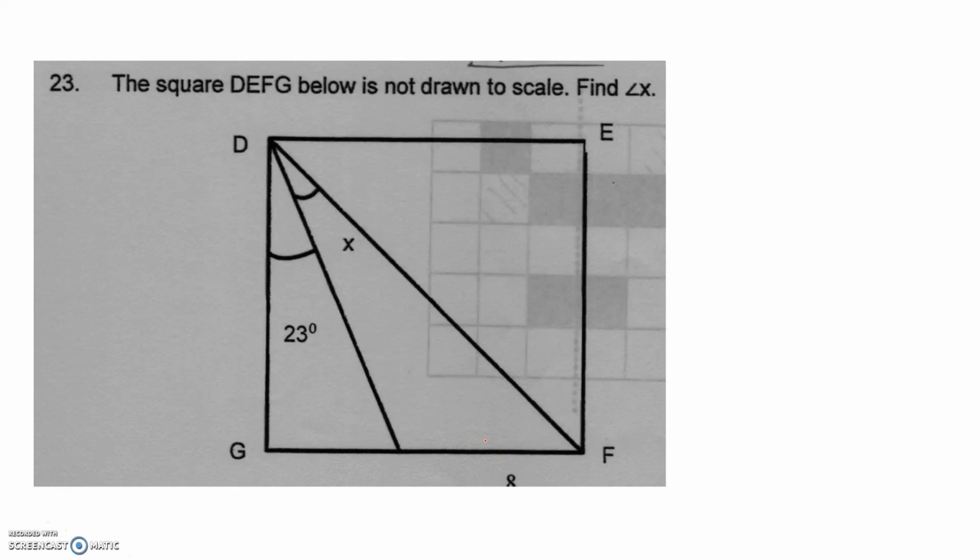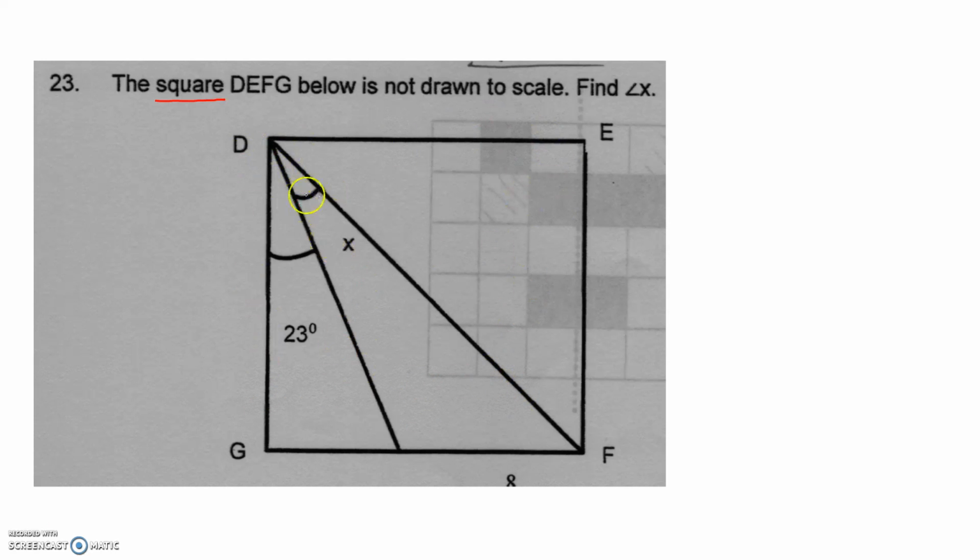Now, 23 is a tricky question. This one is your lack of exposure more than anything. Now, the key word here is square. If you have a square, the four sides are equal.